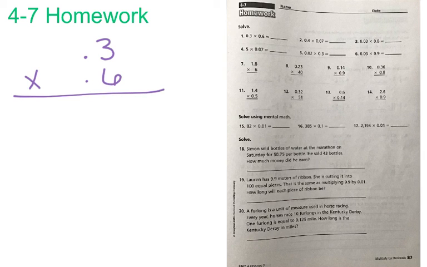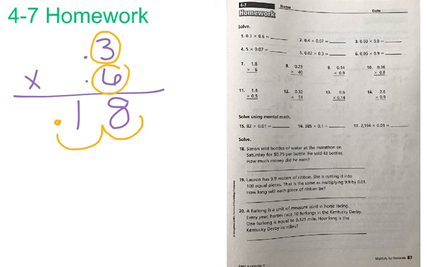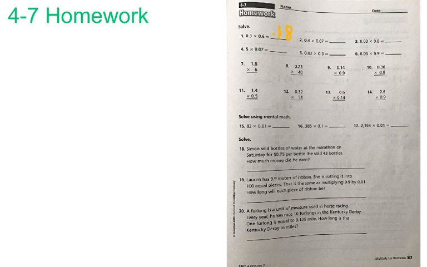Okay, 6 times 3 is equal to 18. And I know here now I need to count my decimals. Well, I have one number to the right of the decimal here and one number to the right of the decimal here. So I'm going to have to shift 1, 2 places. 1, 2. So my answer is going to be 0.18 or 18 hundredths. Go ahead and look at number 2.